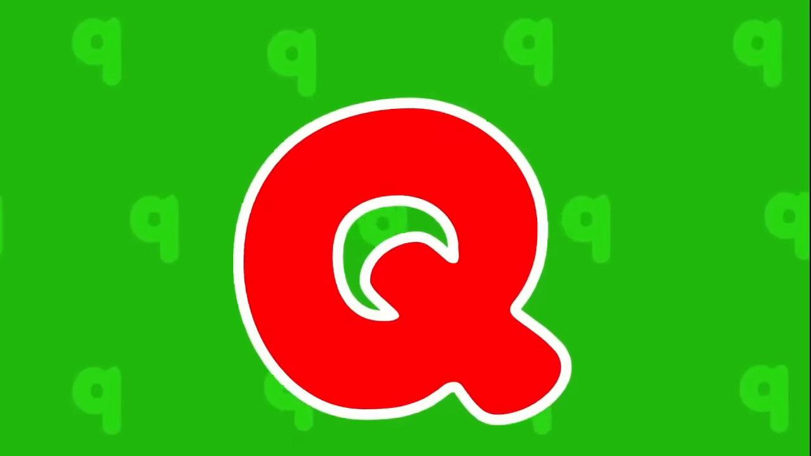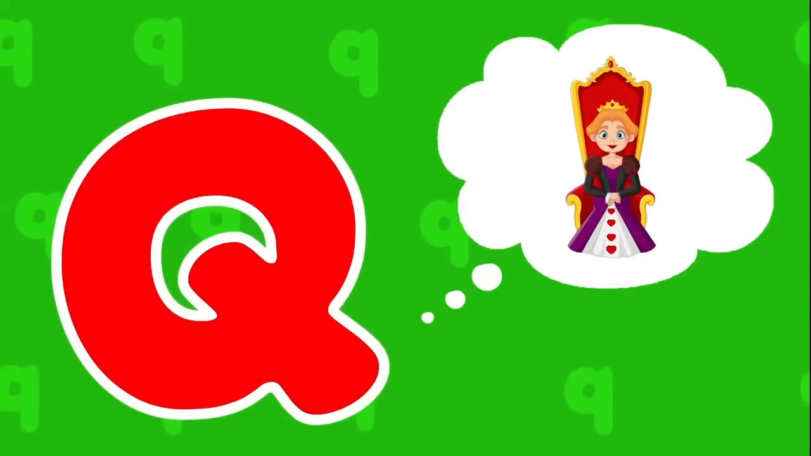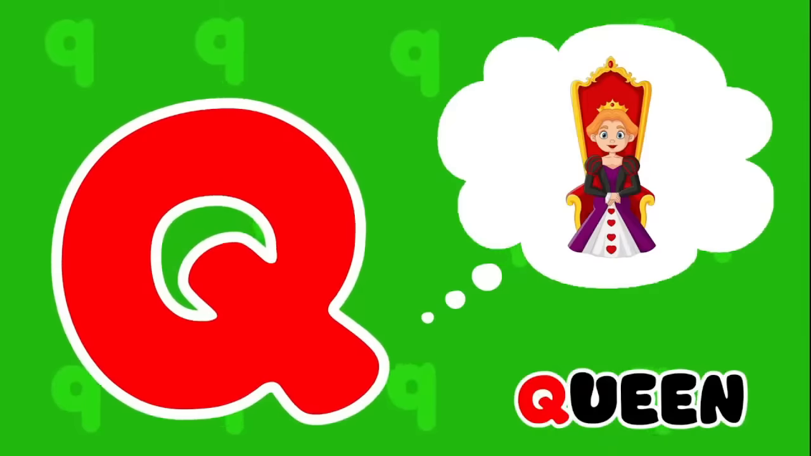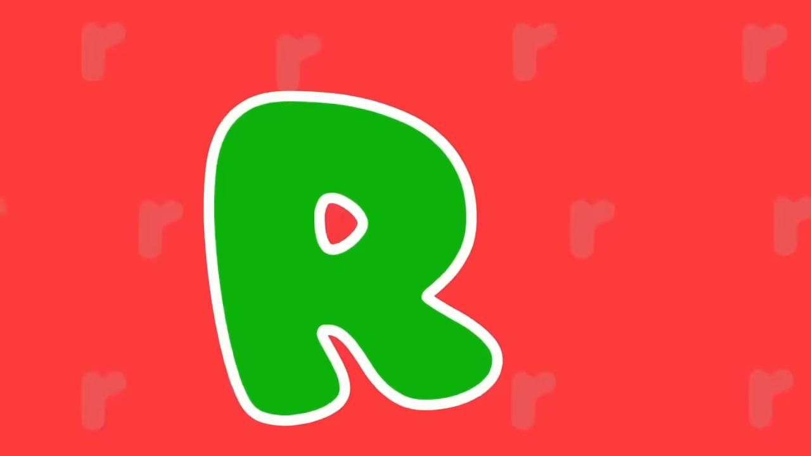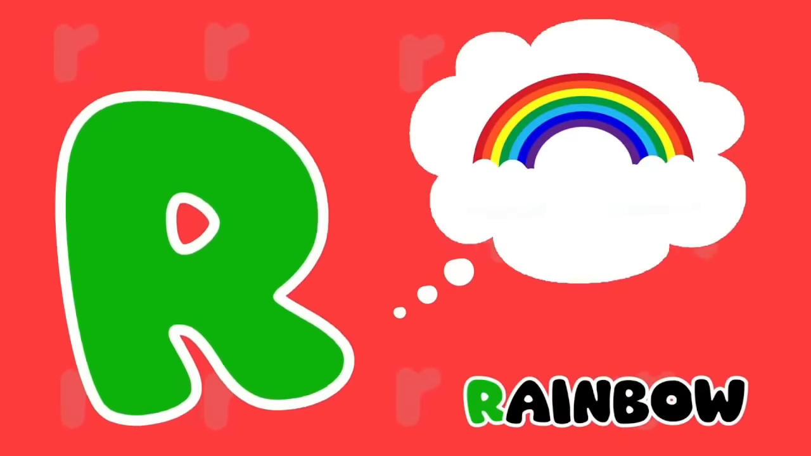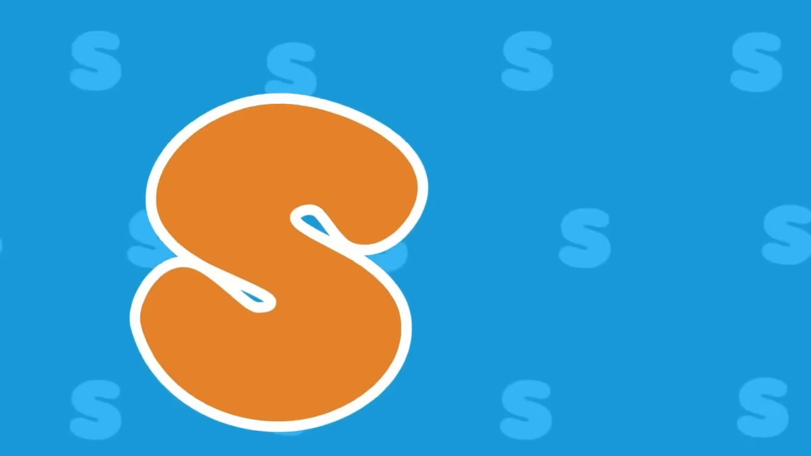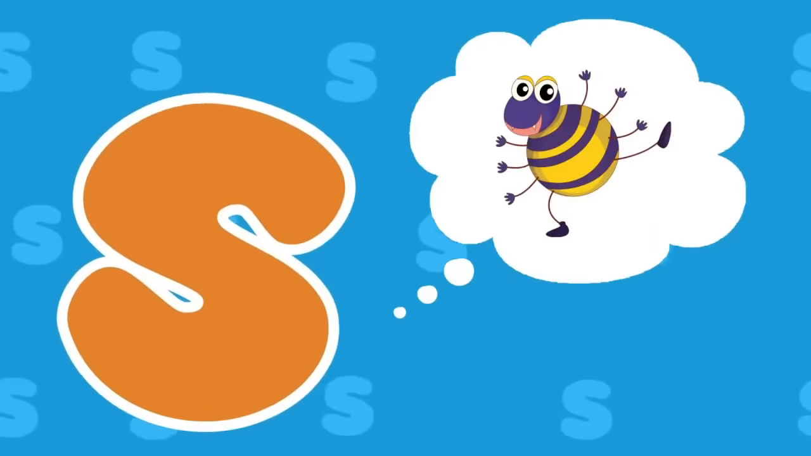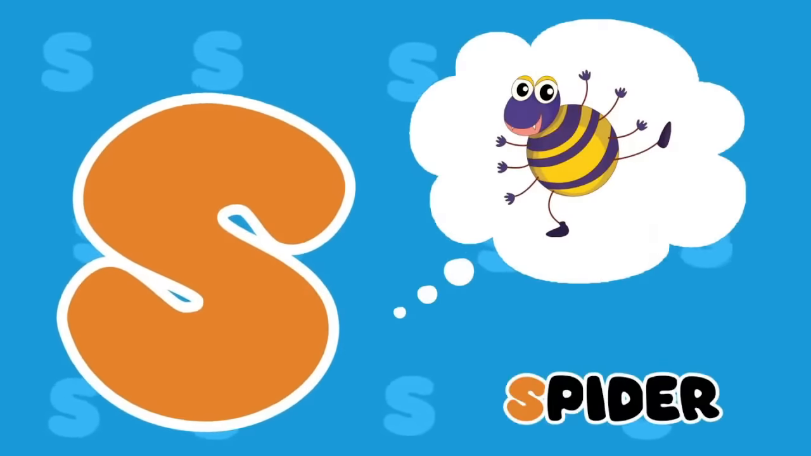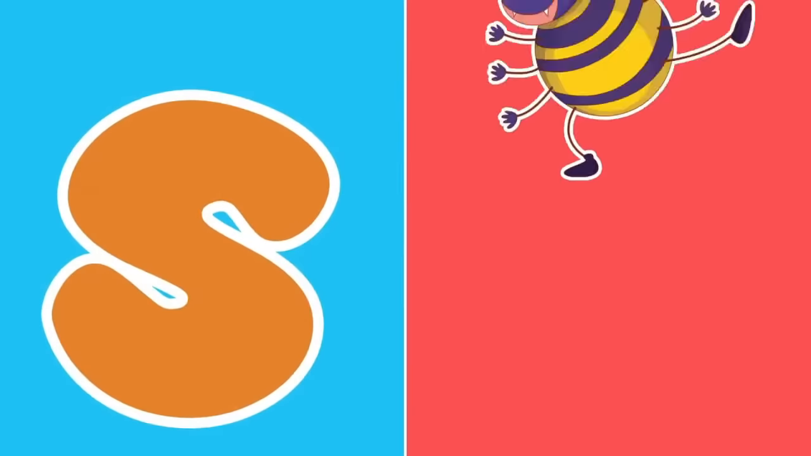Q is for queen. Qu, qu, queen, Q, qu. R is for rainbow. R, r, rainbow, R, rainbow. S is for spider. S, s, spider, S, spider.